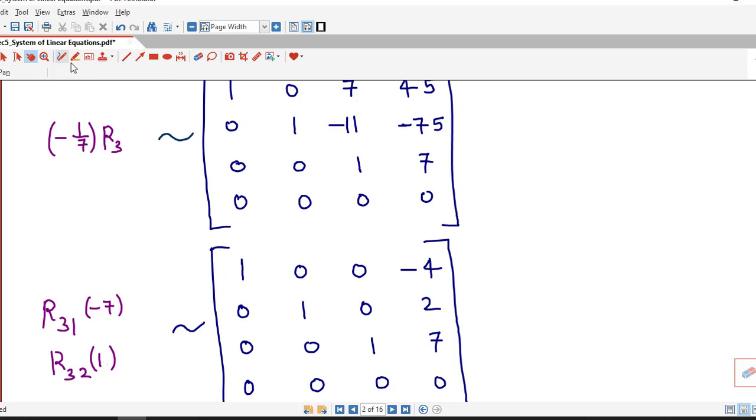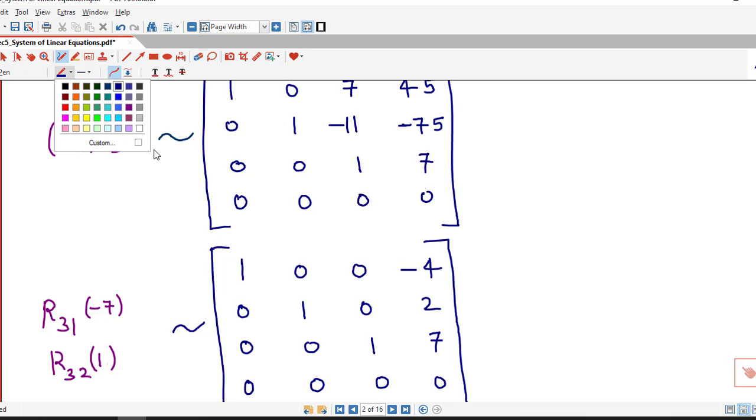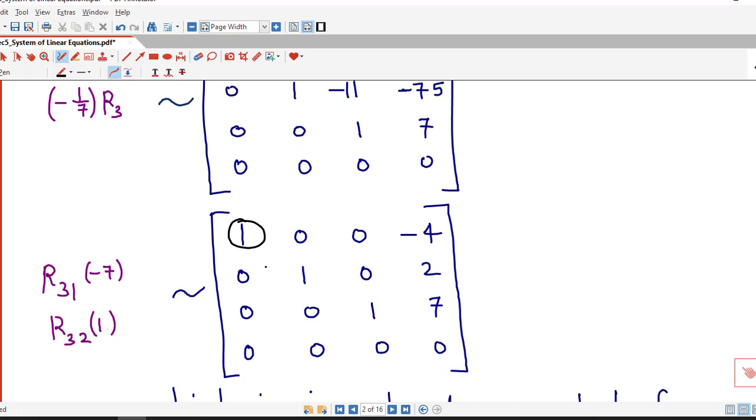So now this is in reduced row echelon form. This is the first non-zero entry of first row, it is 1, and all the entries below this entry are 0. The first non-zero entry of second row is 1, all the entries in this column are 0. The first non-zero entry of third row is 1, and all the entries below and above this entry are 0, and the 0 row is at the bottom of the matrix. So this is in reduced row echelon form.